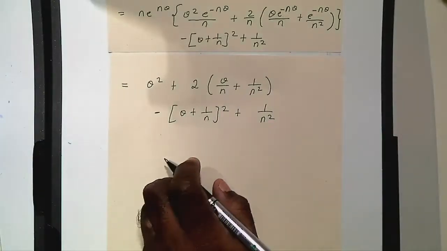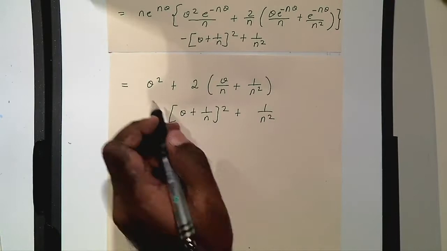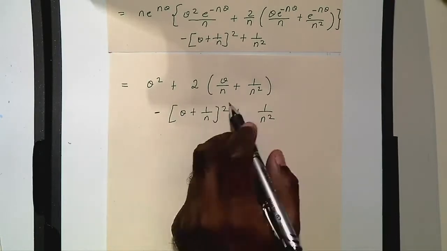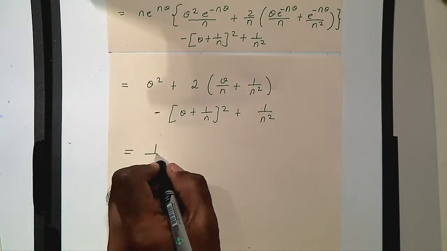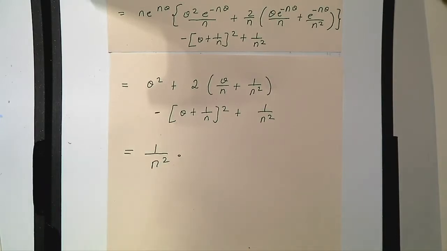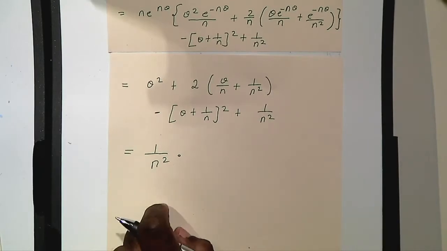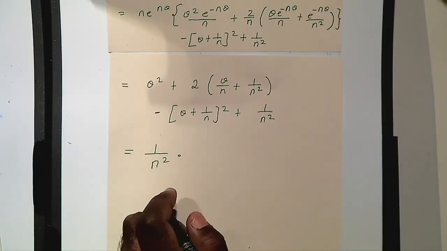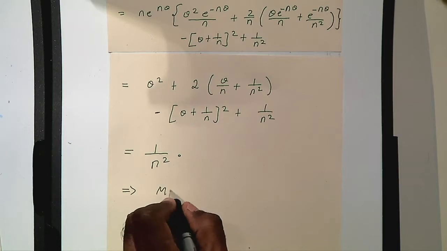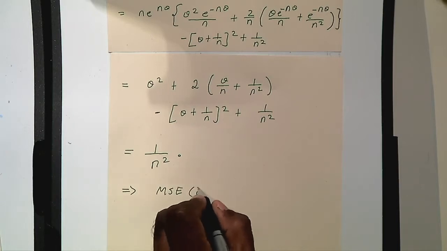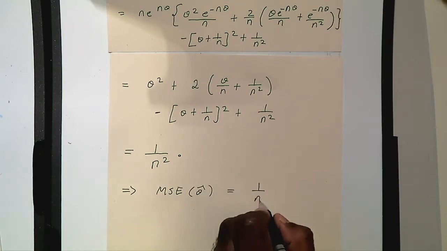Okay, so theta squared will cancel, 2 theta n will cancel, so the final answer will be 1 over n squared, which is very neat. You see, after all this calculus, we get this as the final answer. Is it not beautiful? So this is your MSE. So what we have shown is that the MSE of theta hat is equal to 1 over n squared.